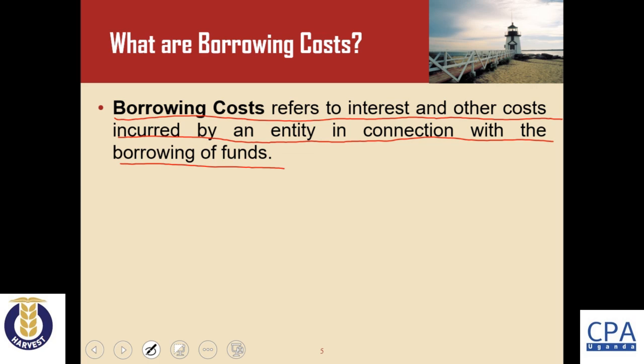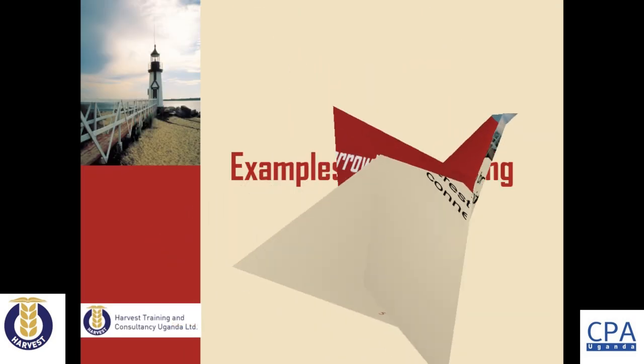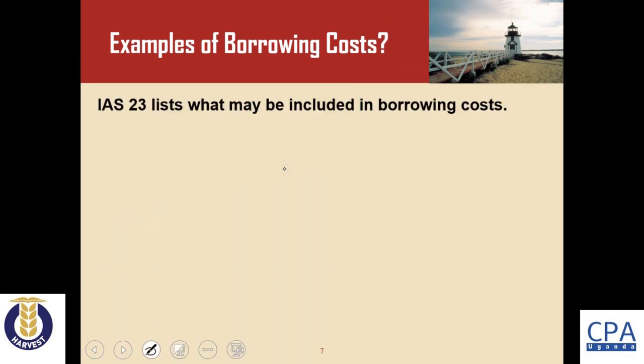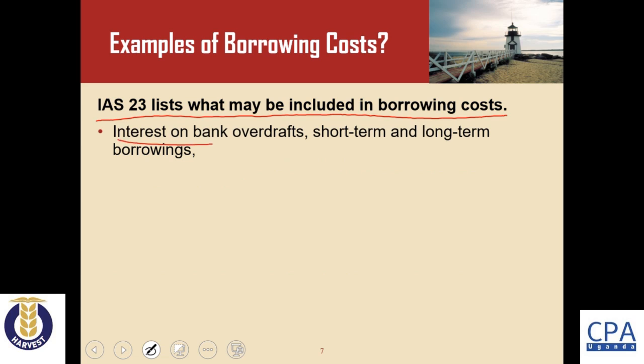But the standard gives us some of the examples that we can make of in regard to borrowing costs. And in this slide, we are saying International Accounting Standard 23 lists what may be included in your borrowing costs. First on the list, we have interest on bank overdrafts, short-term and long-term borrowings. That interest that you incur on short-term, be it long-term borrowings or bank overdrafts for that matter, is an example of what you're talking about here, the borrowing costs.